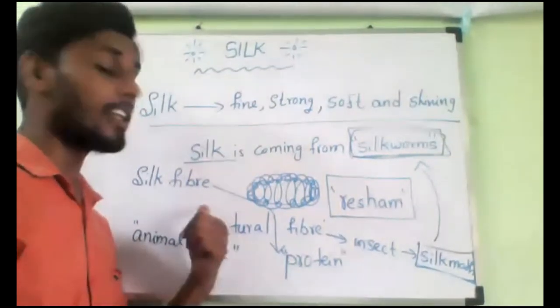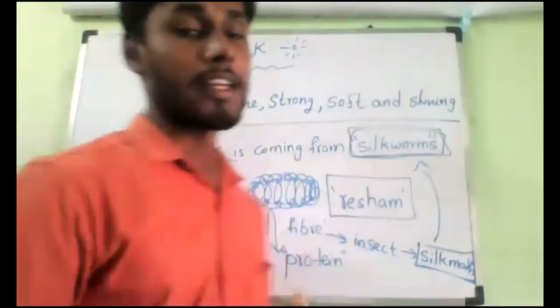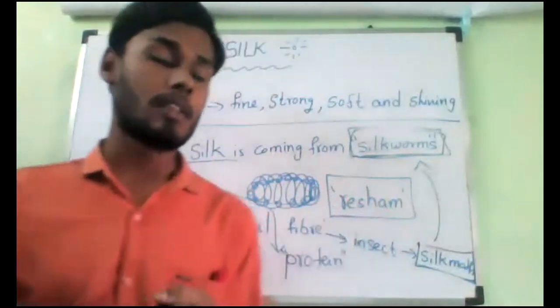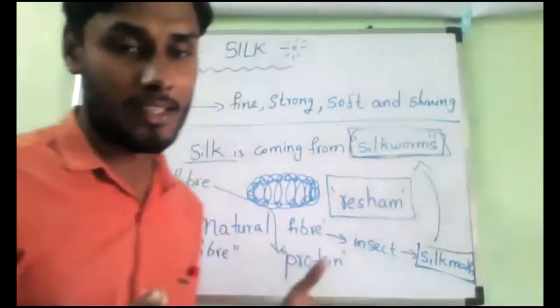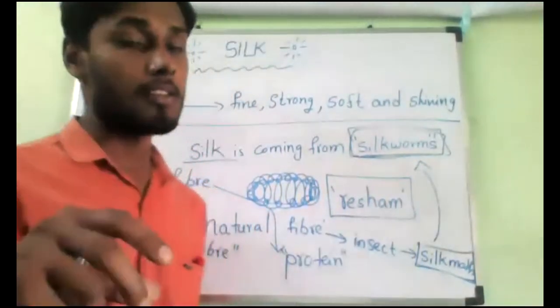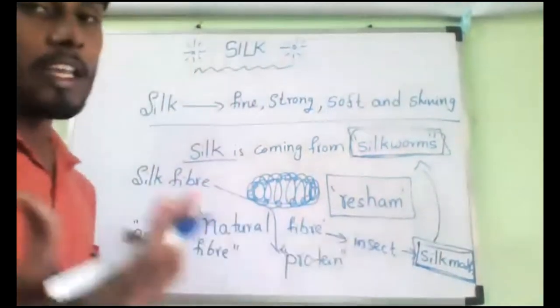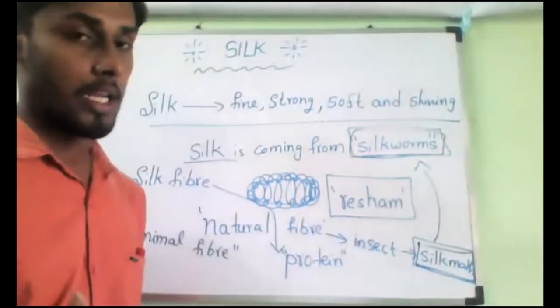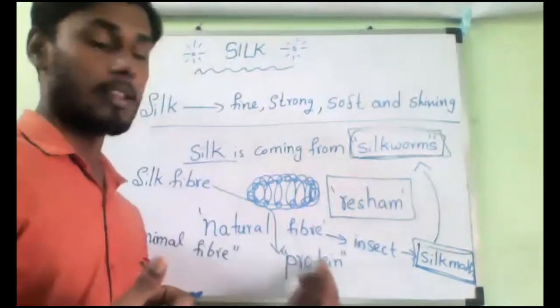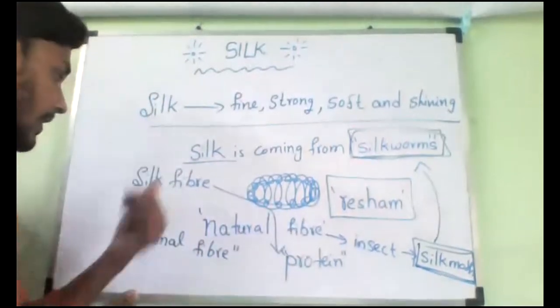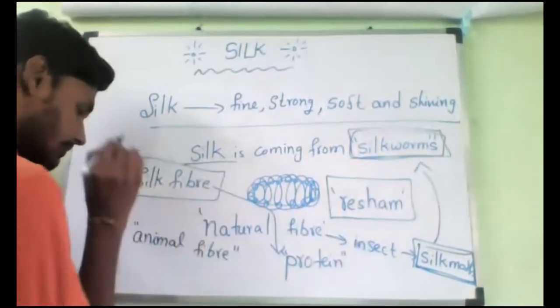Suppose you are eating food, you are getting carbohydrates, fats, proteins, amino acids, so many things. Like whatever this silk moth is eating, those leaves contain a large amount of proteins. So with those proteins only, they make this silk fiber. Do you understand?